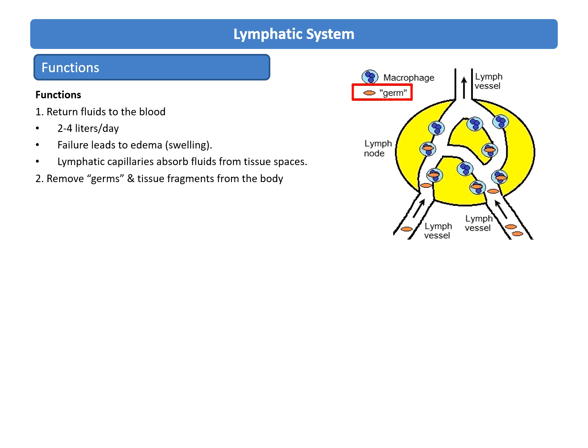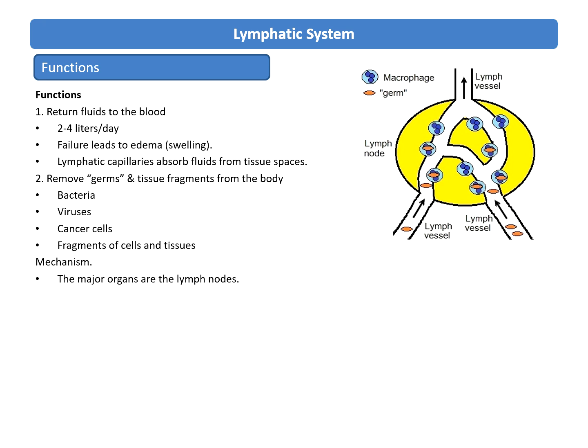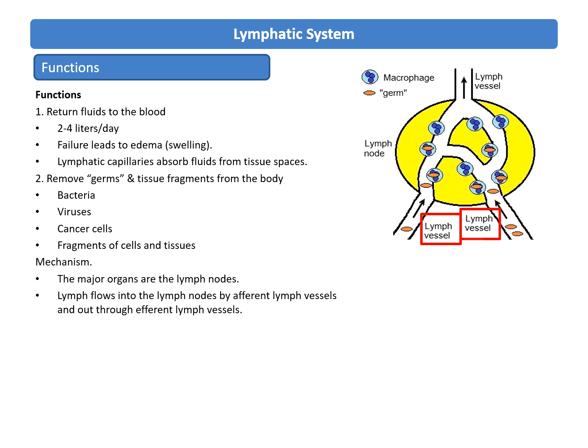Another function is to remove germs and tissue fragments from the body. The germs include bacteria, viruses. In addition, cancer cells and fragments of other cells and tissues. The mechanism of this process involves mainly the lymph nodes, but of course the other organs are also involved.